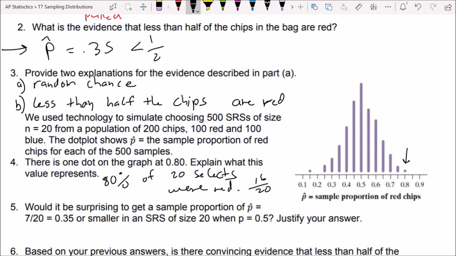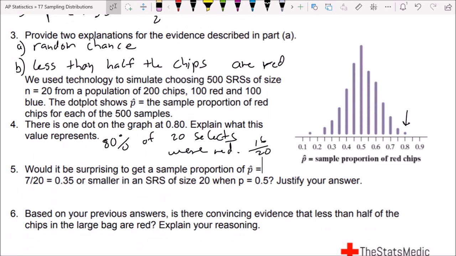So question 5: would it be surprising to get a sample of p hat is 7 over 20 equals 0.35 or smaller? So let's look at that on the chart. 0.35 or smaller. Is it shocking if you take a sample and it lands in this region of the graph? Not really. Be careful how you think about this. You'll be like, well, it's less than 50%. Of course it is. But that doesn't mean it's shocking. I'm not totally surprised, like, I can't believe it.